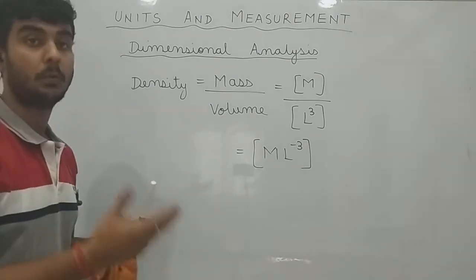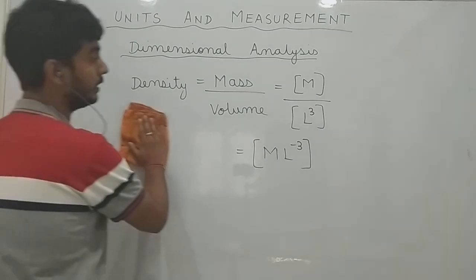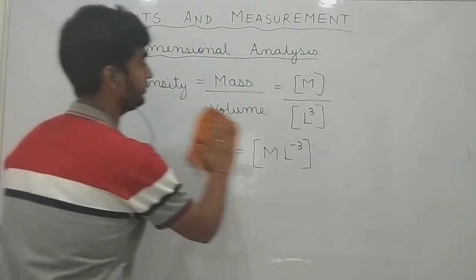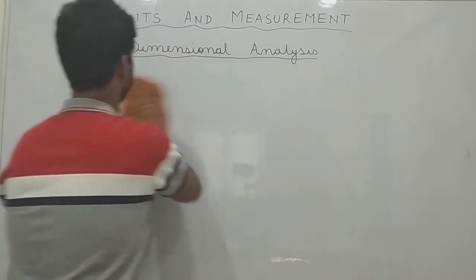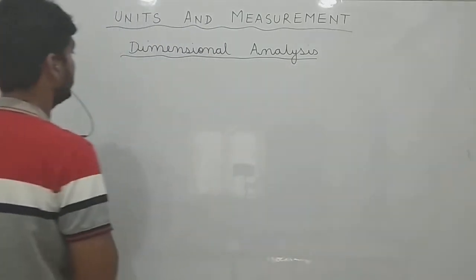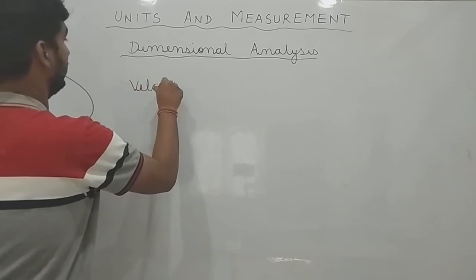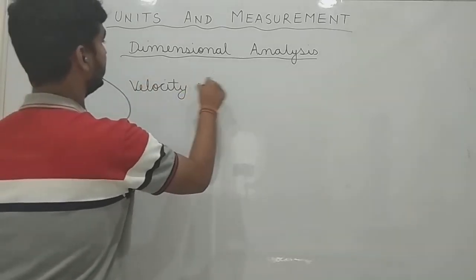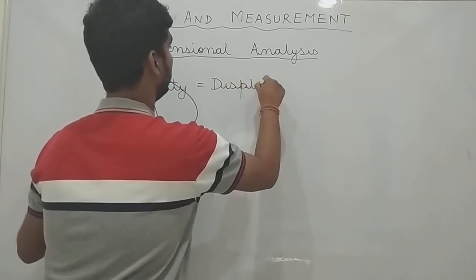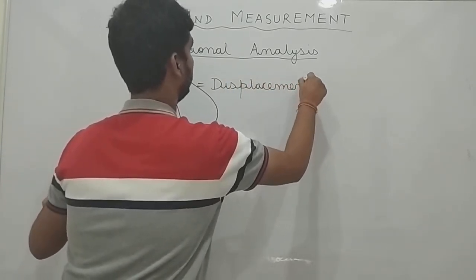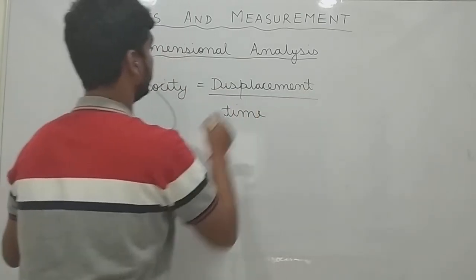Let us see one more, velocity. Velocity is what? Velocity you can write as displacement by time, or rate of change of displacement. Displacement by time is known as velocity.